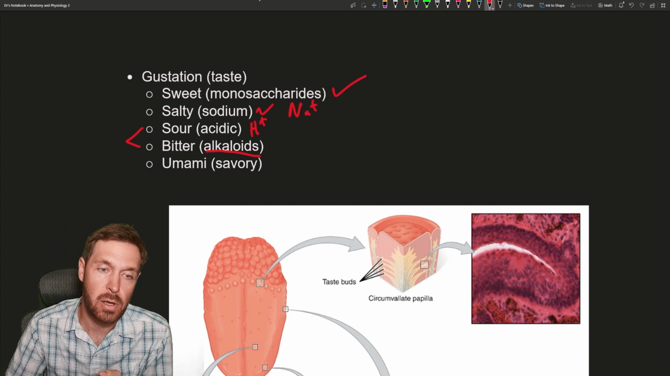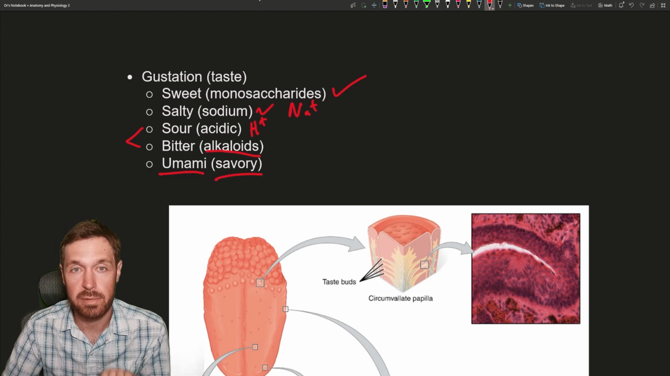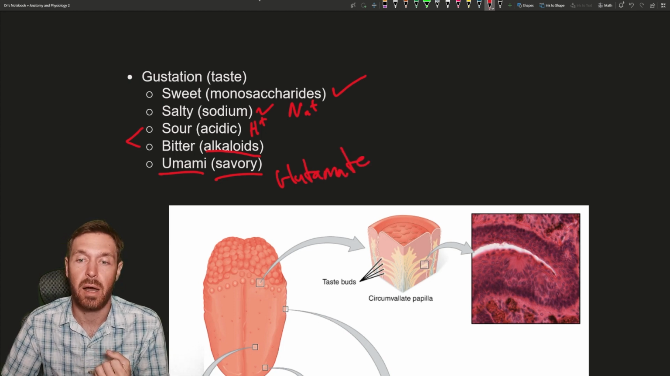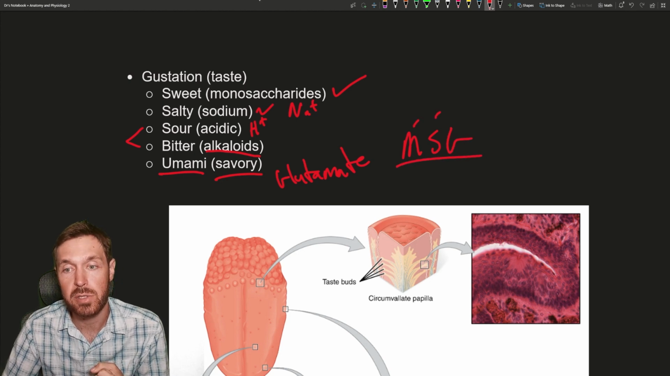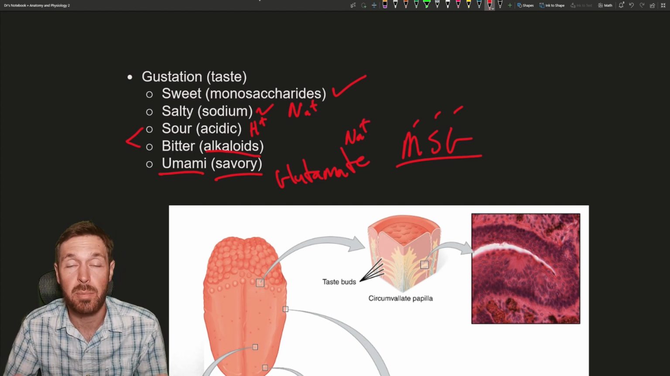Then the last one here is known as umami. Umami is a savory flavor, and it's from an amino acid called glutamate, which is found in meats and cheeses. You might have heard of MSG. MSG stands for monosodium glutamate. So it's just a glutamate with a sodium ion. Besides that, it's just an amino acid.